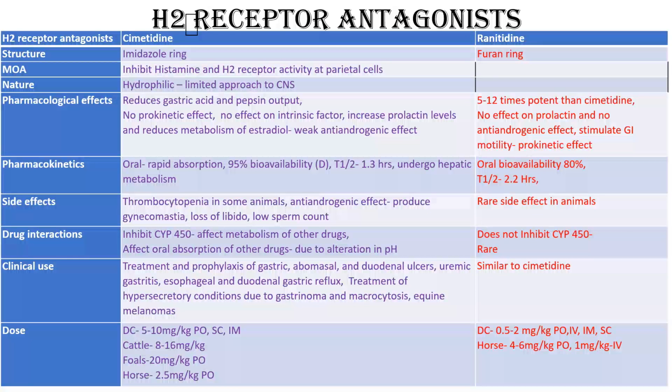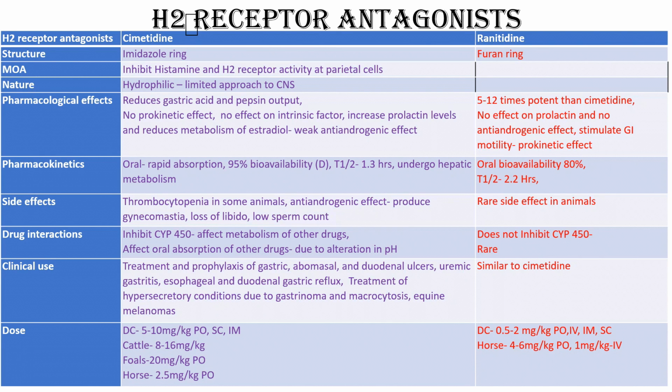That is ranitidine. So if we now see the pharmacological profile or clinical uses of ranitidine, it is used for similar purpose, that is to reduce hyperacidity or prevent gastric acid secretion. The difference is it contains a furan ring. Cimetidine was having an imidazole ring. The mechanism of action remains the same, that is ranitidine also inhibits histamine H2 receptor activity at parietal cells.